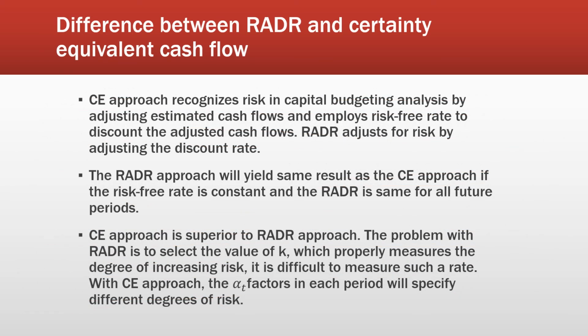Now the difference between the RADR and the CE approach, or the certainty equivalent cash flow approach. This CE approach recognizes risk by adjusting estimated cash flows and employs the risk-free rate to discount the adjusted cash flows. But RADR adjusts for risk by adjusting the discount rate. So the CE approach recognizes risk by adjusting estimated cash flow, but RADR adjusts risk by adjusting the discount rate. There is a difference.